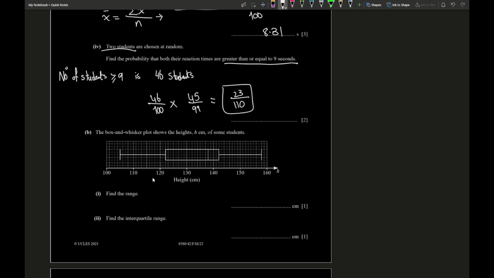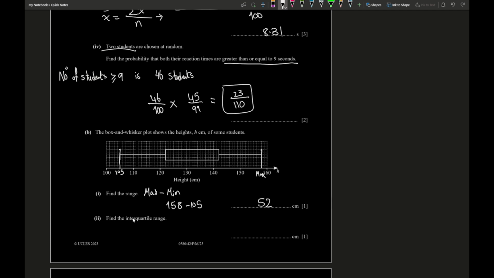Okay. Range is equal to the maximum value minus our minimum value. This point represents the minimum value, which is equal to 105, I think. And this point also represents the maximum value. So the maximum here is equal to 158 and the minimum here is equal to 105. 158 minus 105 is equal to 52.